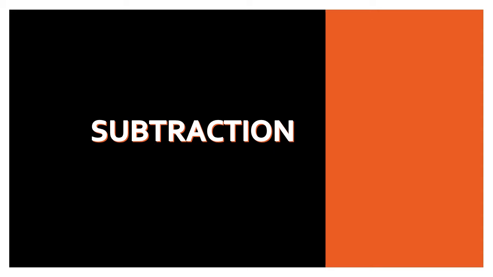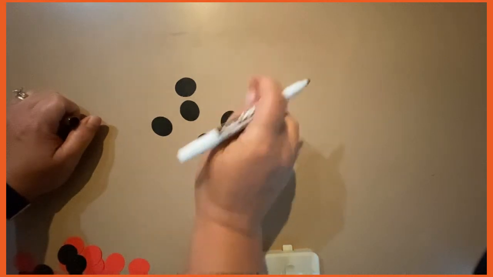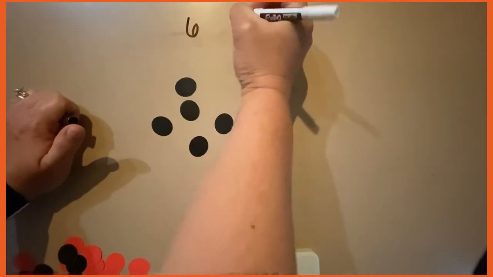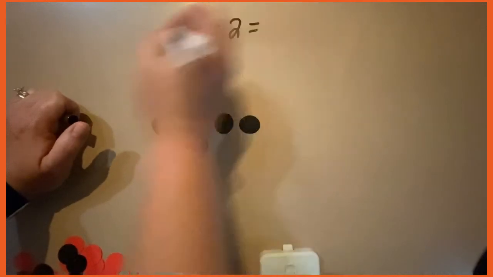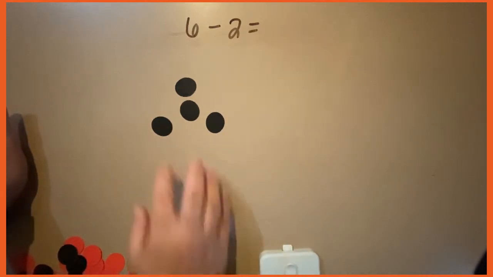Subtraction. Now subtraction is actually closed in the integers because we can include the negative numbers now. Okay, so for subtraction, we want to think about it in terms of takeaway. Okay, so here I have 1, 2, 3, 4, 5, 6. Okay, 6 take away 2. So we're starting simple. I have 6 positives. Got to take away 2. That leaves me with 4.